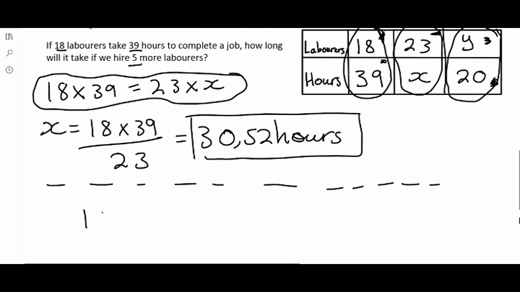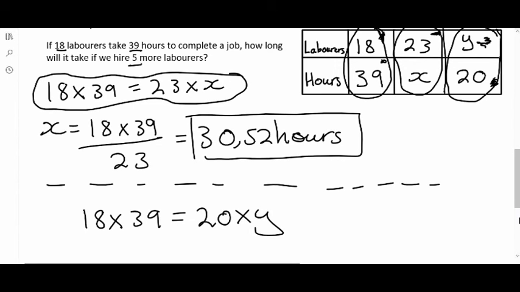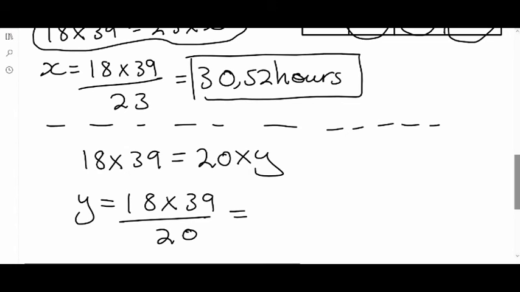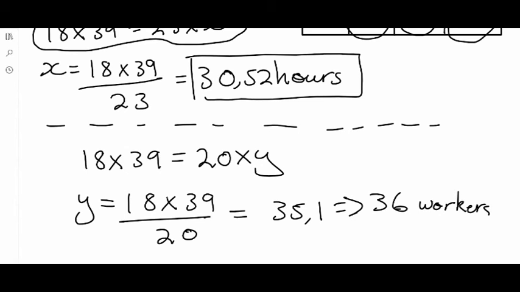So I'm going to say the same thing as before. 18 times 39 is going to equal 20 multiplied by y. This multiplied by this. Easy stuff. And then it's solving for y all over again. y is equal to 18 times 39 all over 20. And my calculator friend, one last time, will give me 35,1 workers, which means that I actually need 36 workers. If I get 35 workers, it'll actually be more than 20 hours.